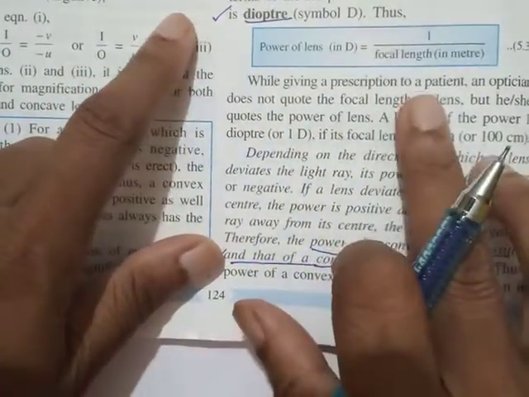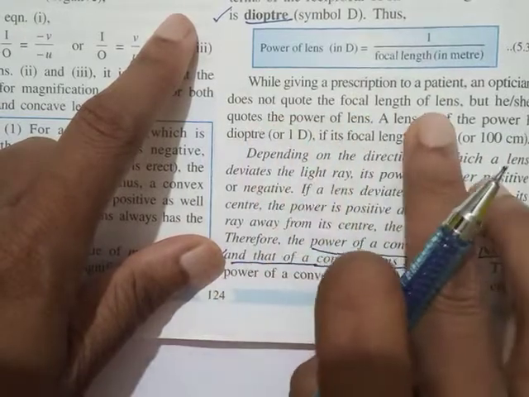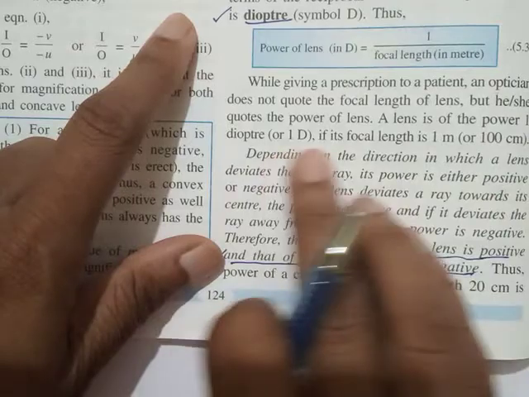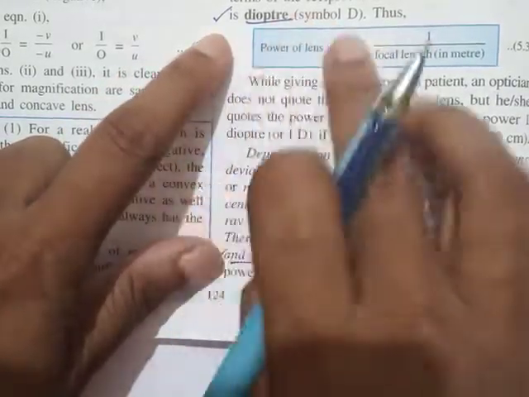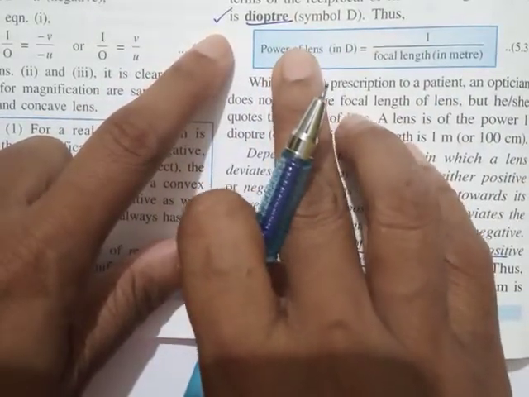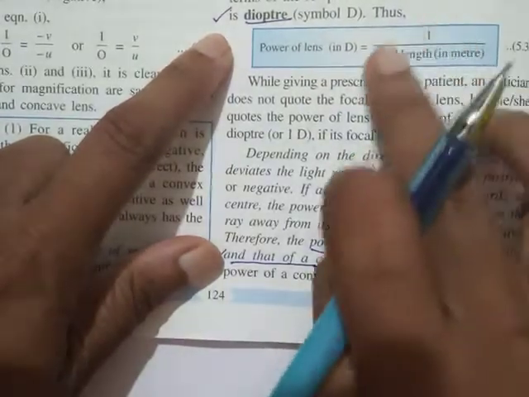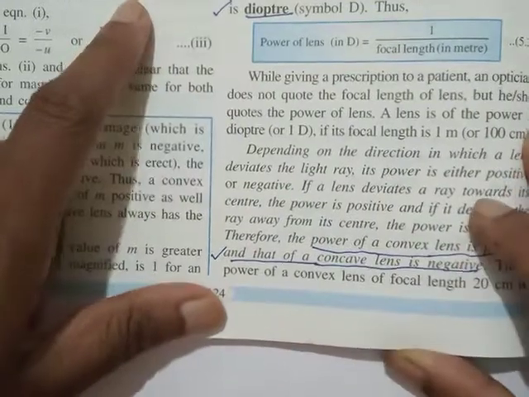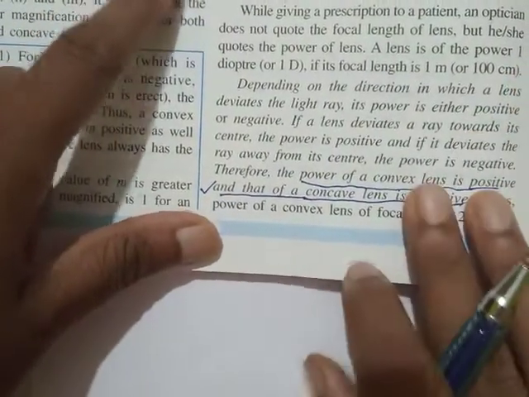While giving a prescription to a patient, an optician does not quote the focal length of the lens, but he or she quotes the power of the lens. Based on that, the opticians calculate how much the focal length should be. Accordingly, they'll give you the spectacles.